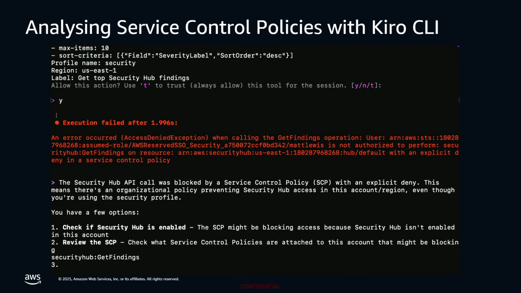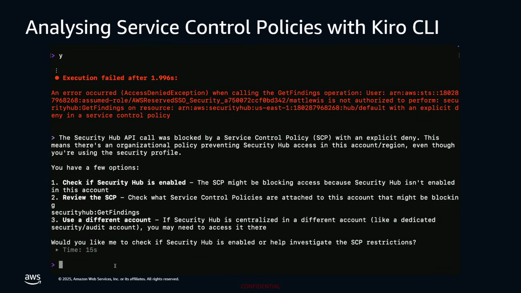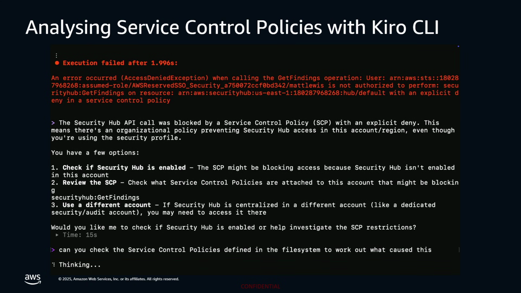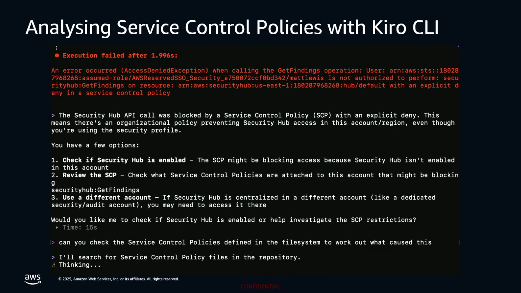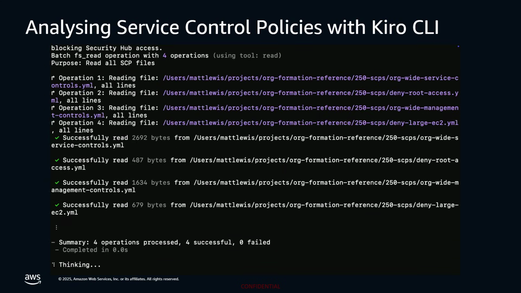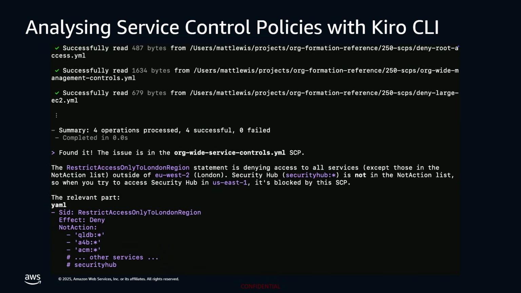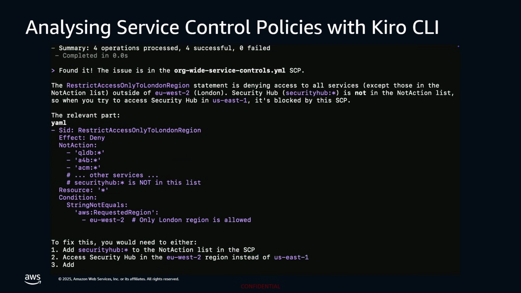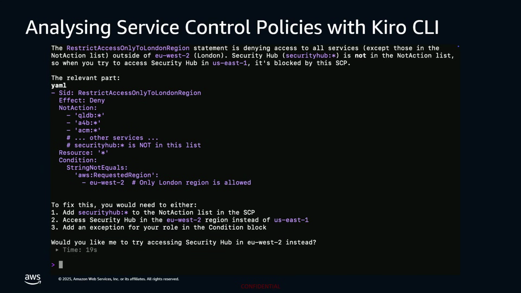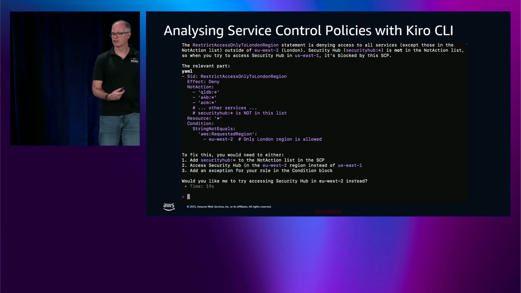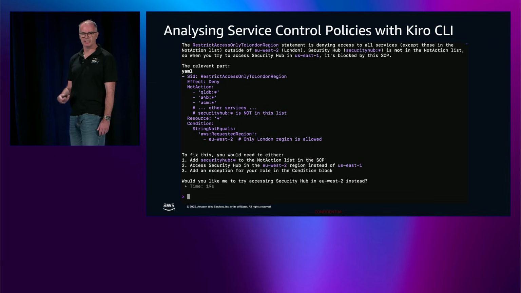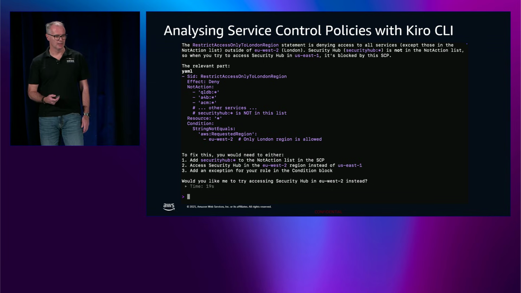But all of our SCPs are defined in config. So I can go and ask it to go and check the file system to find out what could cause that. It goes away, reads through all of the SCPs that have been created, and it actually then pulls out the relevant part because there is a region deny, and SCP is not in the NotAction list for the US East 1 region. But that's something that could have taken an hour, a couple of hours to try and track down, going through every single SCP to understand why that wasn't working.